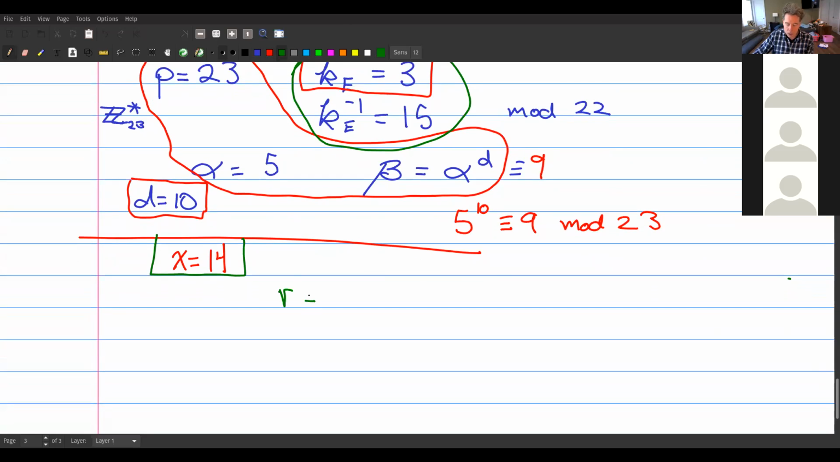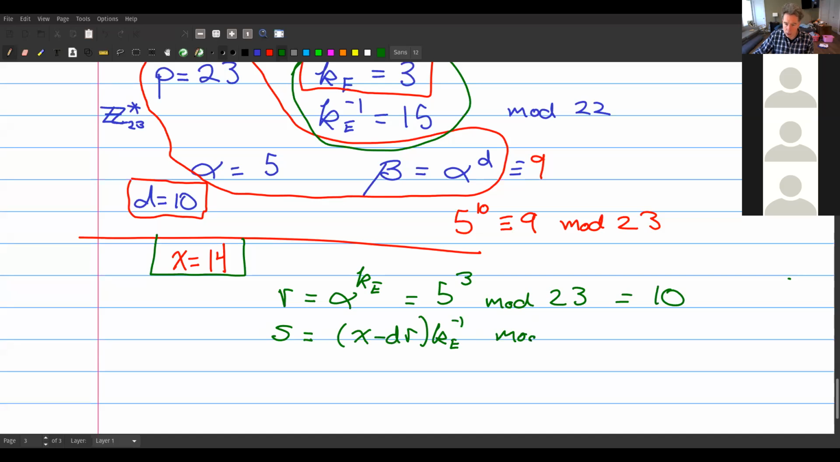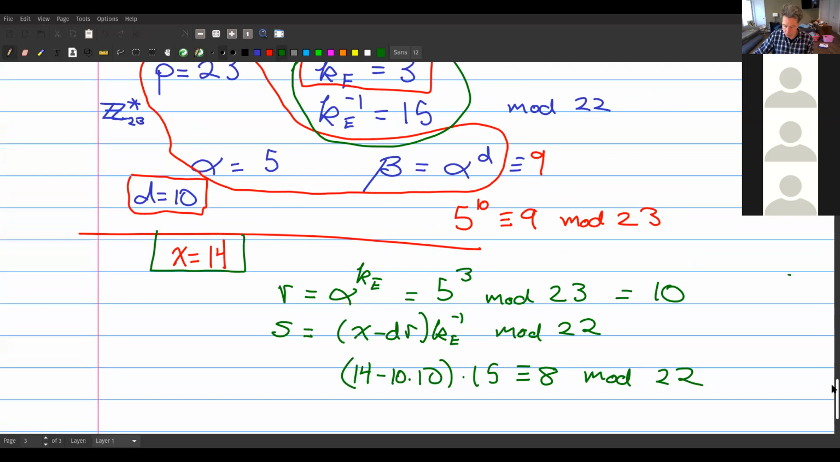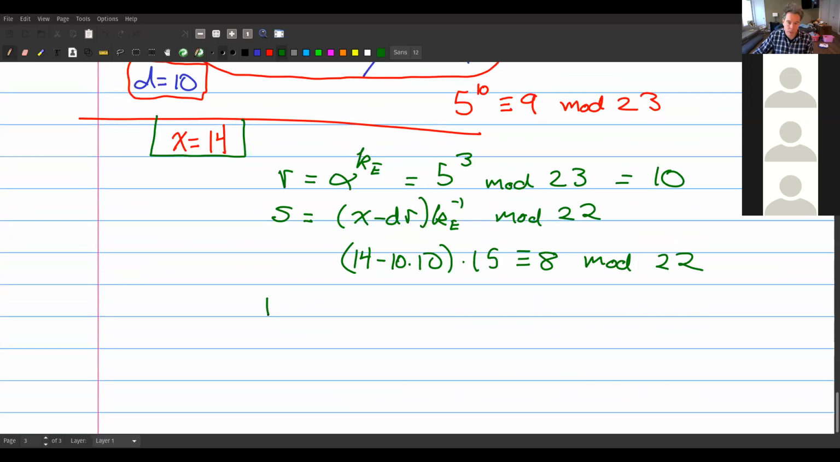So first we compute R. R is alpha to the KE, that is 5 to the 3 mod 23, and that turns out to be equal to 10. Okay, and now we figure out S. S is x minus d R, times KE inverse, mod 22. So that is 14 minus 10 times 10, times 15, which turns out to be congruent to 8 mod 22. In other words, R is 10 and S is 8, and the message is 14.